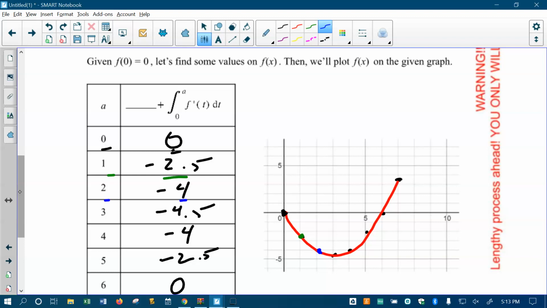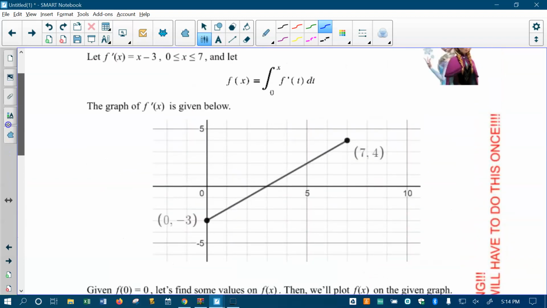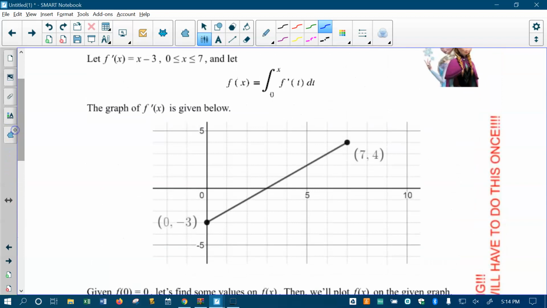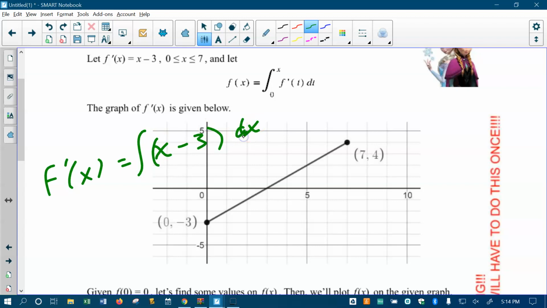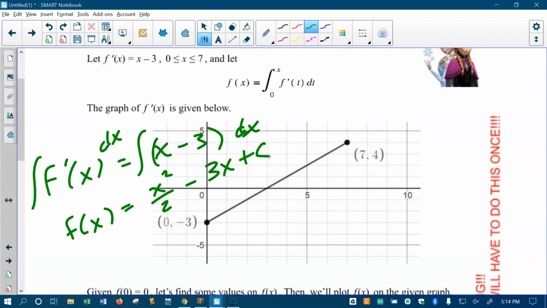The reason that I got a parabola here is because I have a line. And if I think about this, because this is kind of what we did yesterday, I have f prime of x equals x minus 3. If I take the integral of both sides, the integral of f prime of x was equal to f of x. The integral of x minus 3, the antiderivative, is x squared over 2 minus 3x plus some constant.